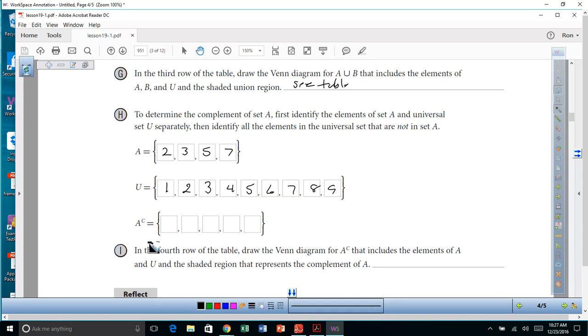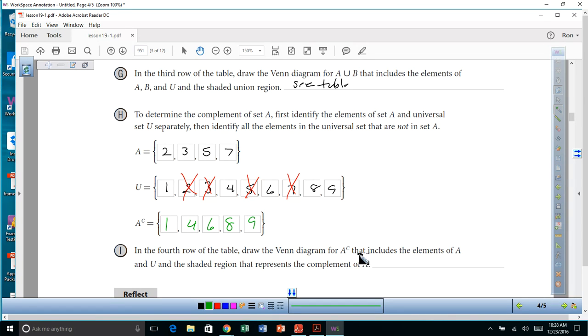So the complement is going to be the elements that are in the universal set that are not in A. Okay, so what's in A? We don't want to use 2. We don't want to use 3. We don't want to use 5 or 7. So what do we have left? 1, 4, 6, 8, and 9.